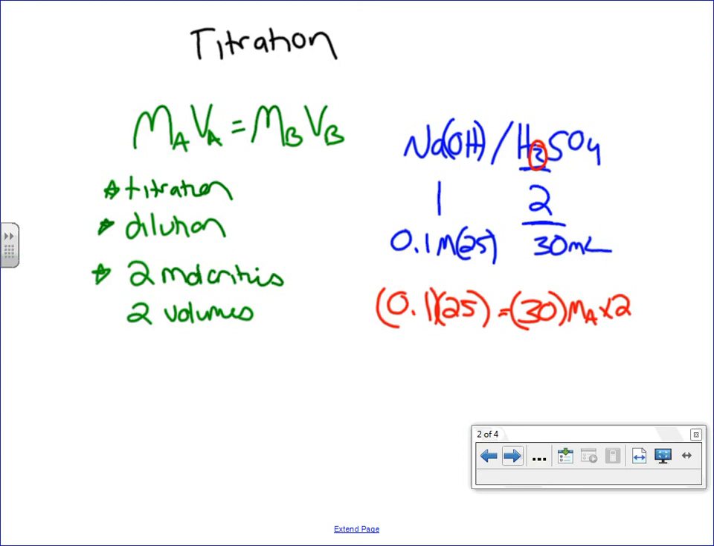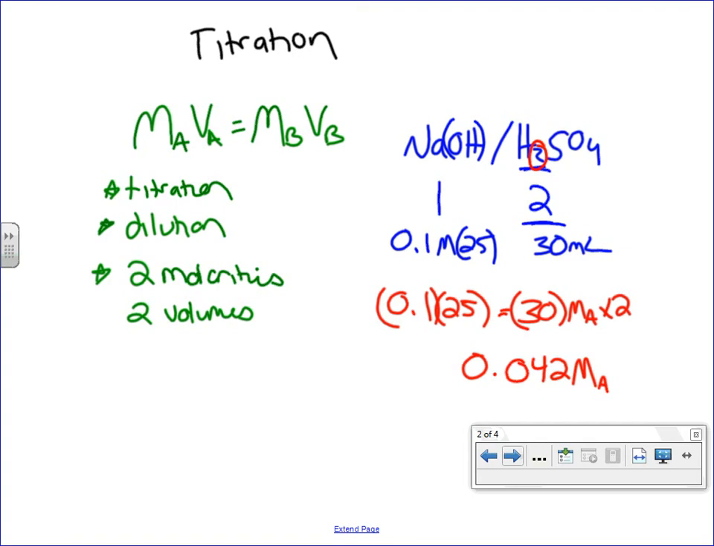I'm not good at this. This calculator's not working. I get 0.042 molar for the molarity of my acid. Okay? All right. That's the key.